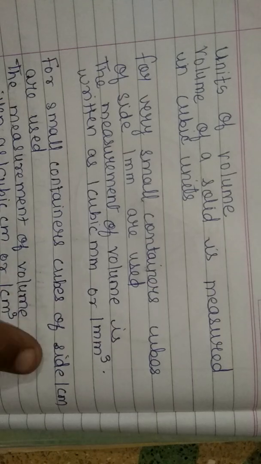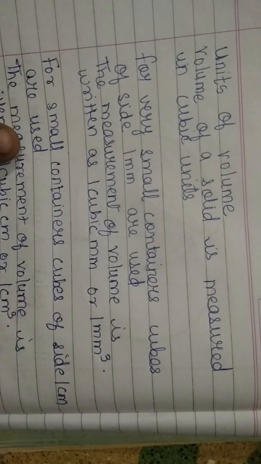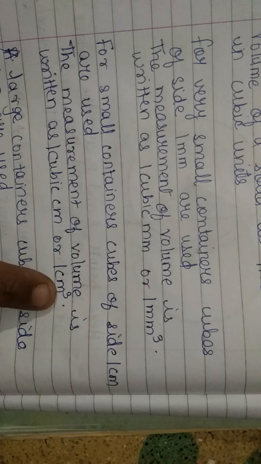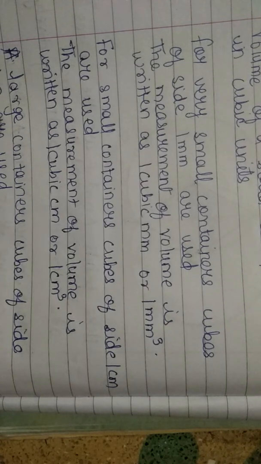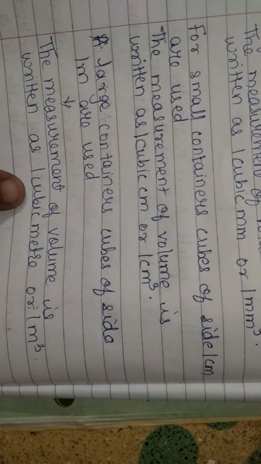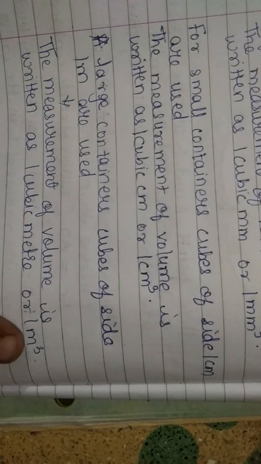For small containers, cubes of size 1 centimeter are used. The measurement of volume is written as 1 cubic centimeter or 1 centimeter cube. And children, for large containers, cubes of size 1 meter are used. The measurement of volume is written as 1 cubic meter or 1 meter cube.